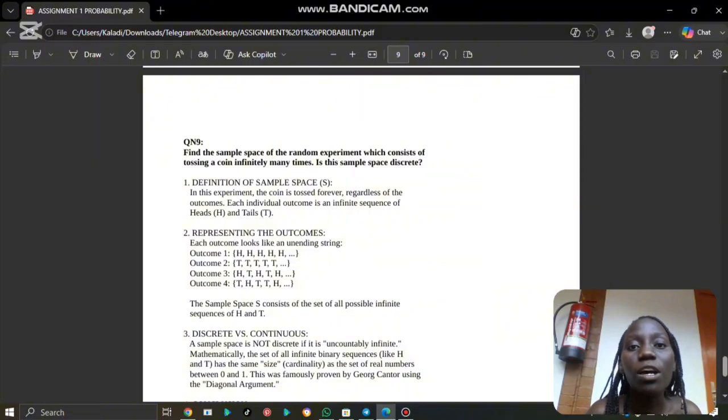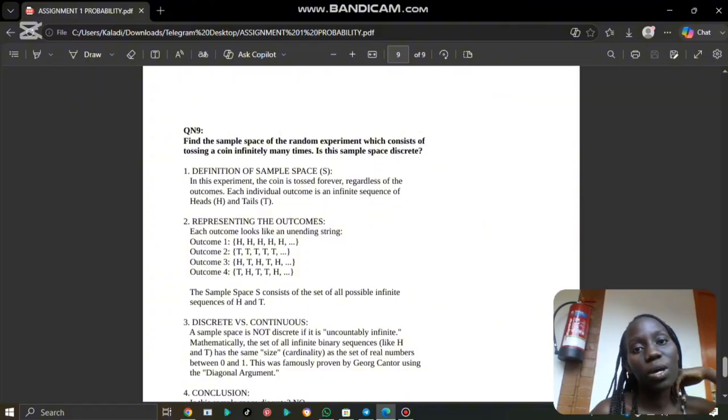It is tossed forever. So for example, the first outcome can be heads alone. Then for the second outcome, it can be tails alone. For the third outcome, it can be heads, tails. For the fourth outcome, it can be tails, heads. For the fifth outcome, it can be tails, heads, tails, heads. So the sequence is continuous. It's infinite. You cannot count it.